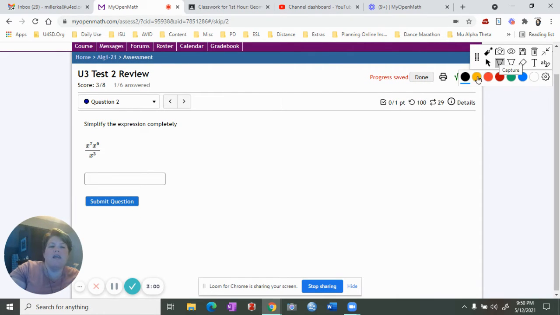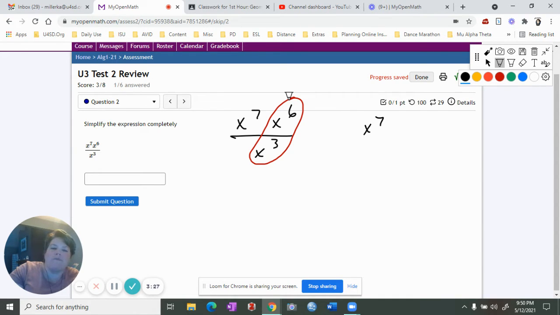So this one we can multiply, or we can expand and simplify. So we have x to the 7th times x to the 6th over x cubed. But what I'm going to do is focus on x to the 6th over x cubed, and I'm going to keep my x to the 7th where it is.